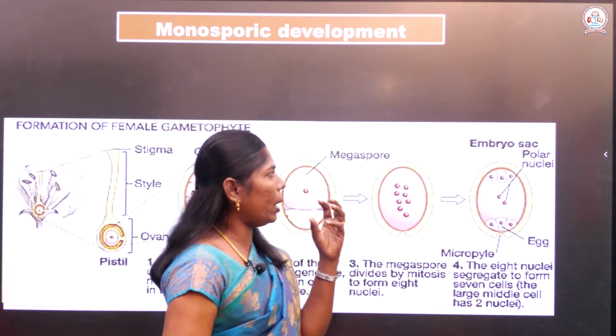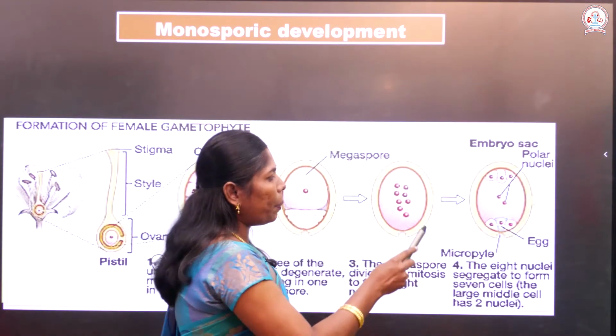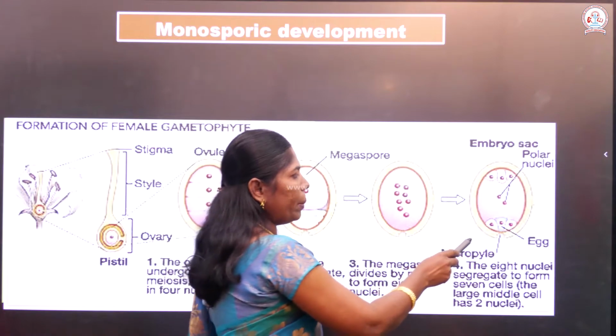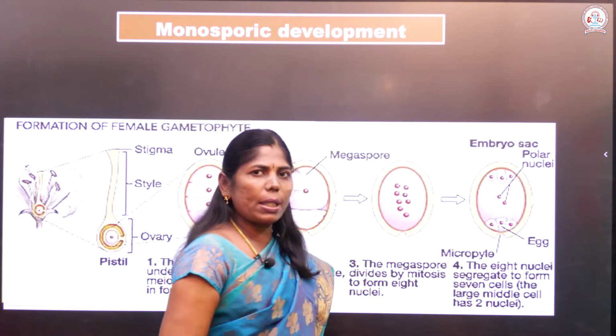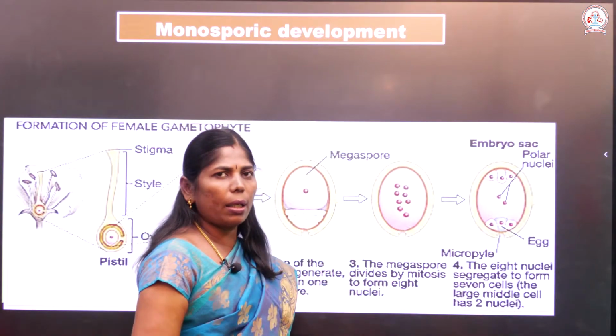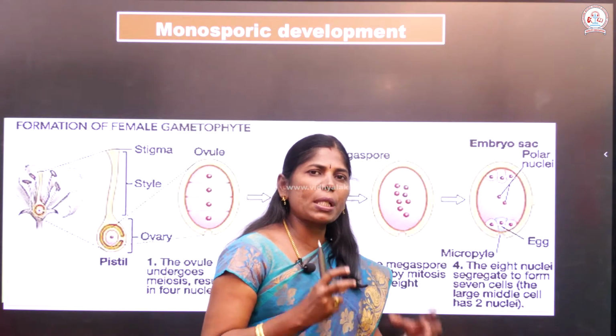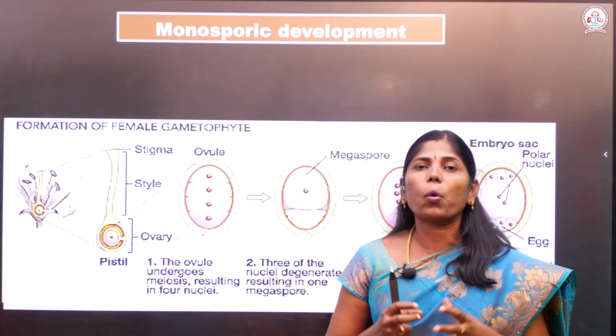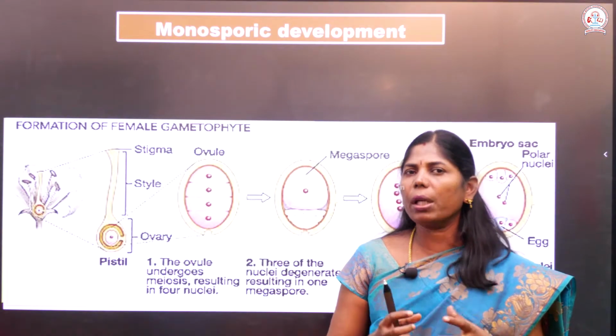So 3 nuclei come together to form the antipodals at the chalazal end, and 3 nuclei form the egg apparatus towards the micropylar end. The remaining 2 nuclei fuse together at the center of the cell. So that is known as the polar nuclei, and that is the secondary nucleus.